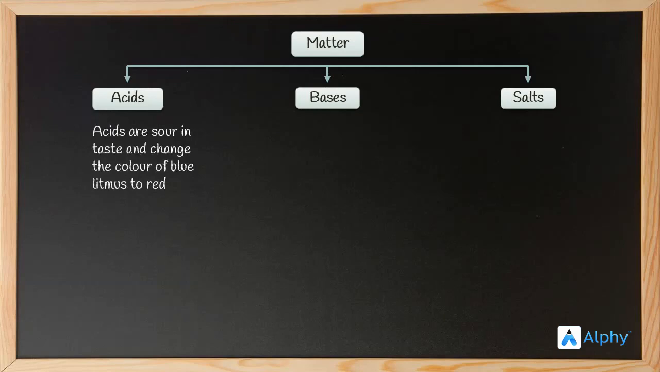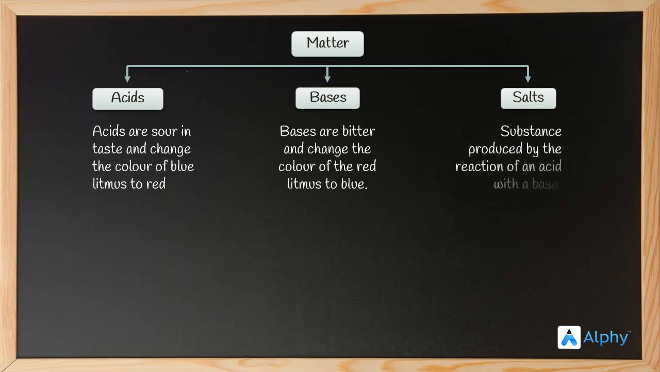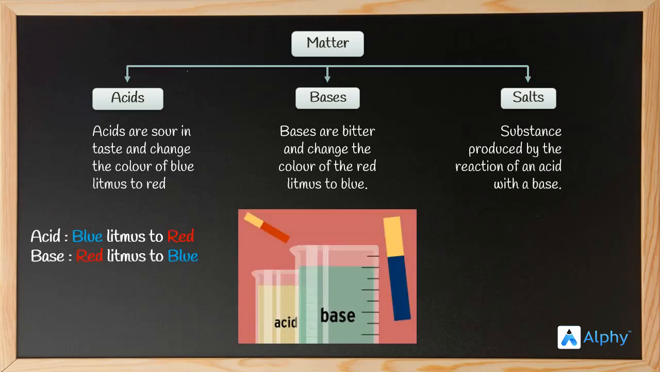So acids are sour in taste and change the color of blue litmus to red. Bases are bitter and change the color of red litmus to blue. Salts are substances which are produced by the reaction of an acid with a base. So when acid and base react with each other, it forms salt. Now, acid turns blue litmus to red, while base turns red litmus to blue.